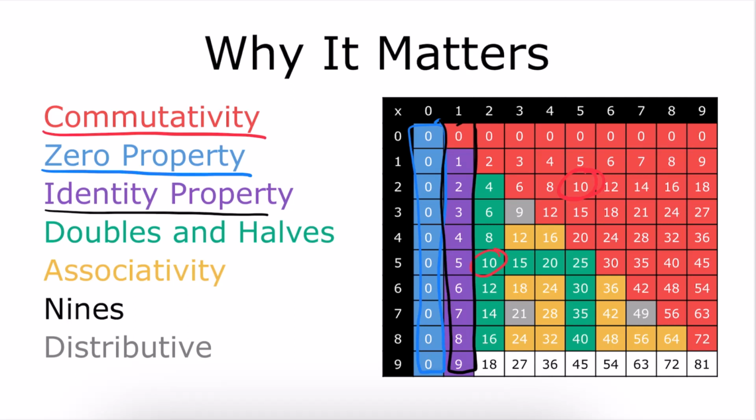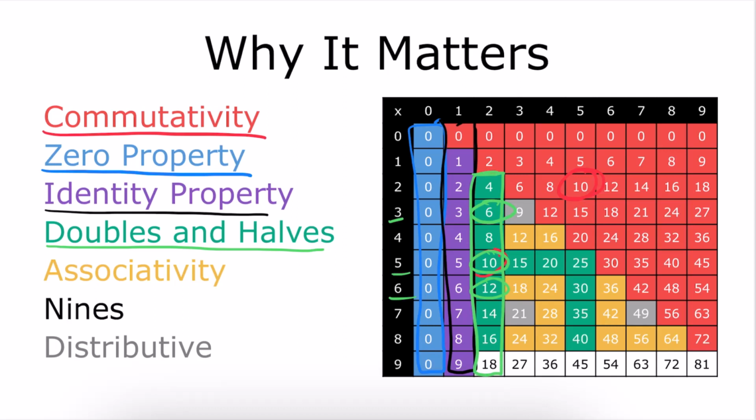Then the next strategy that you can teach your students to help them memorize their multiplication facts is the idea of doubles and halves. And so if you take any number and double it, that's the same thing as multiplying by 2. So if you do 3 times 2, that equals 6. 5 times 2 equals 10. 6 times 2 equals 12. And by doubling your numbers, it basically allows you to memorize all of these multiplication facts.